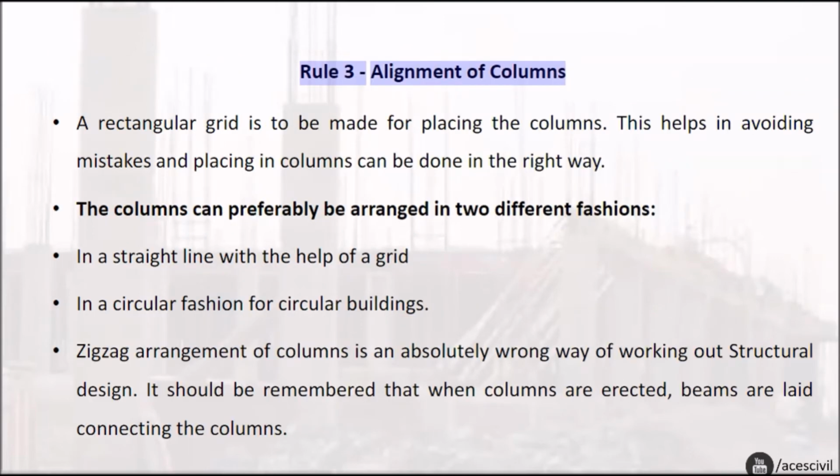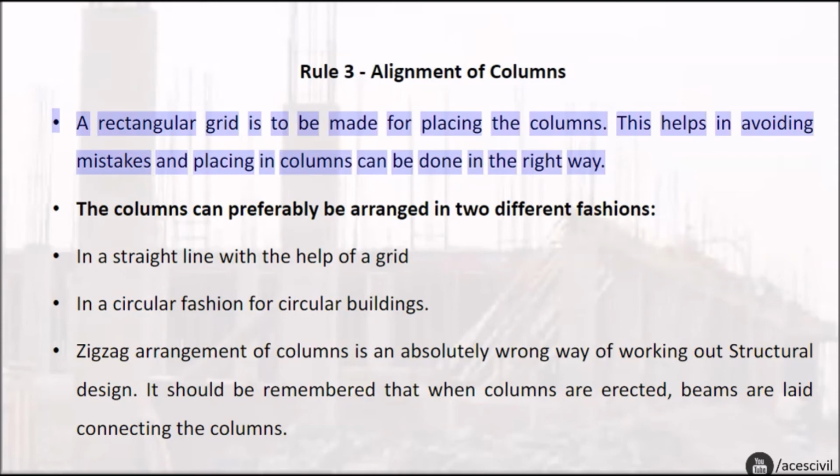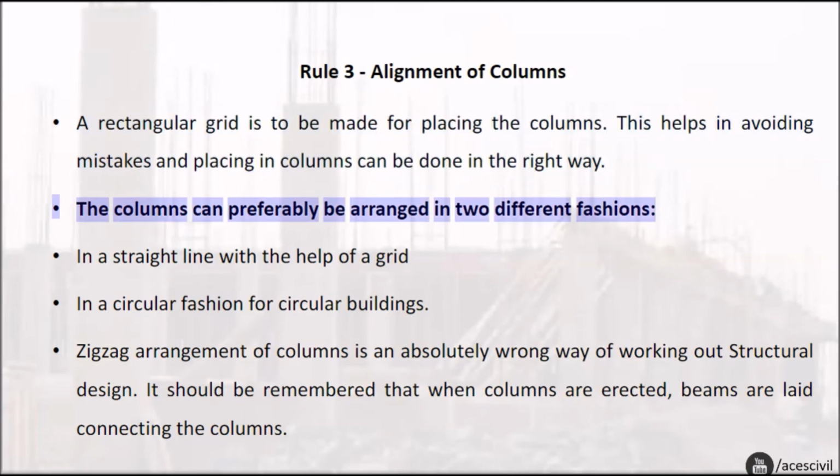Rule 3: Alignment of columns. A rectangular grid is to be made for placing the columns. This helps in avoiding mistakes, and placing the columns can be done in the right way. The columns can preferably be arranged in 2 different fashions: in a straight line with the help of a grid, or in a circular fashion for circular buildings.